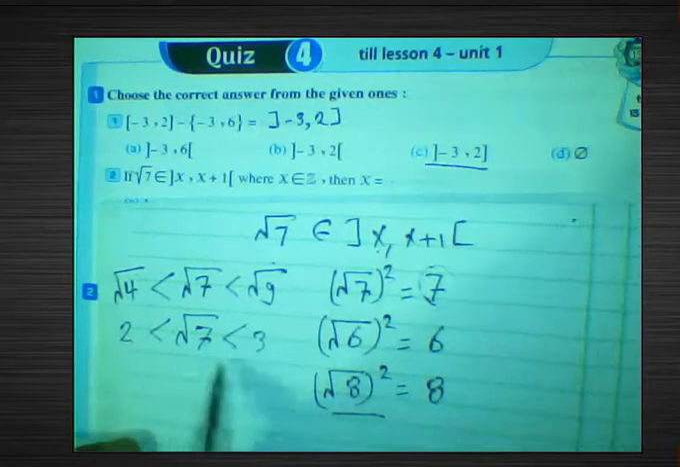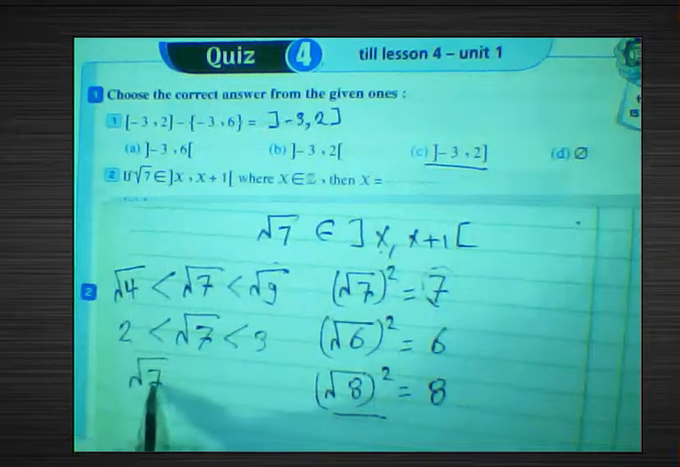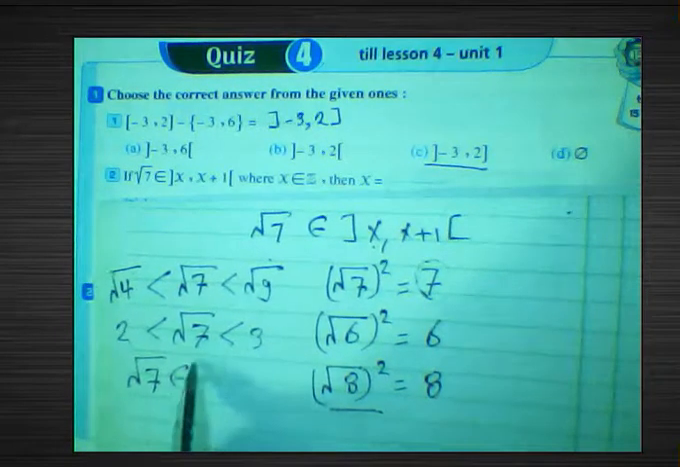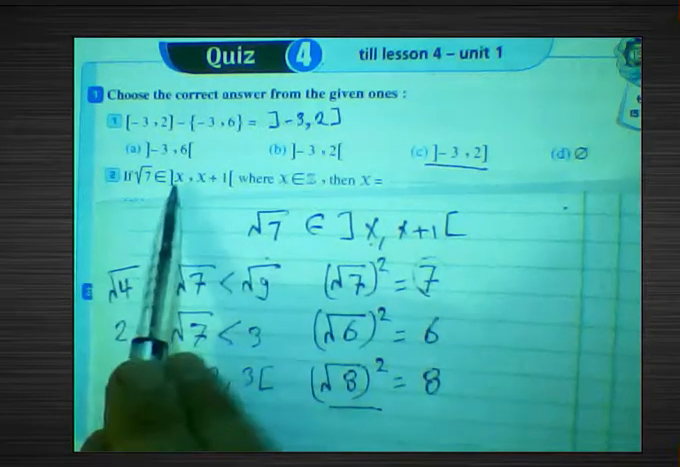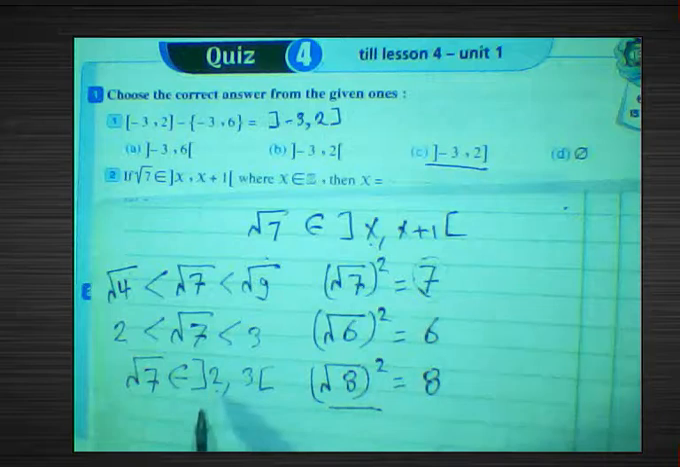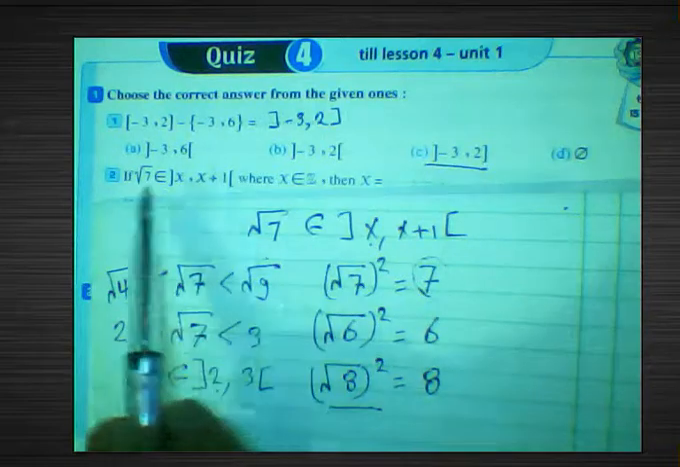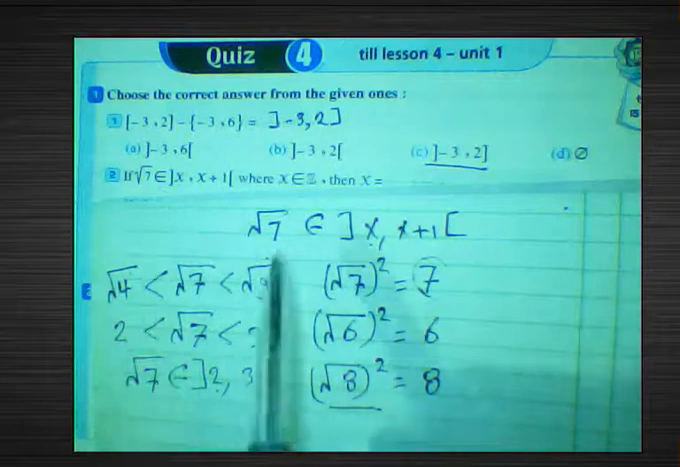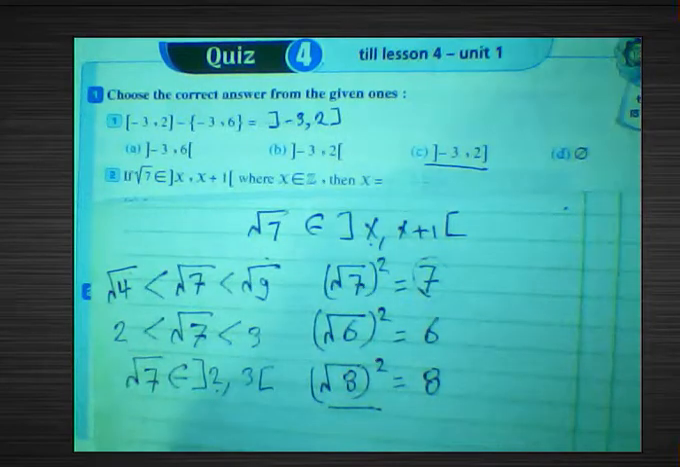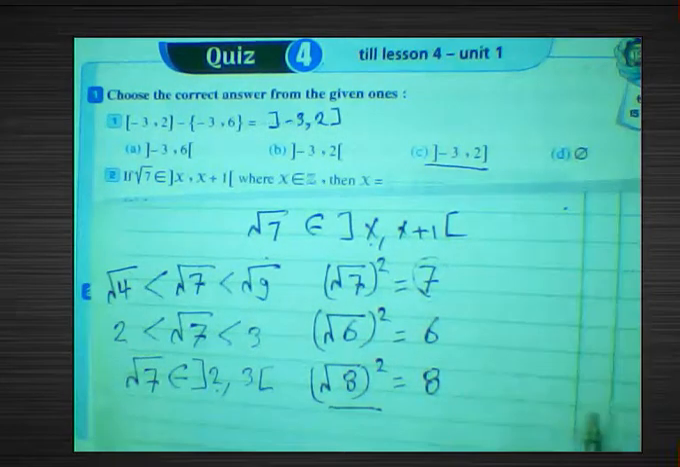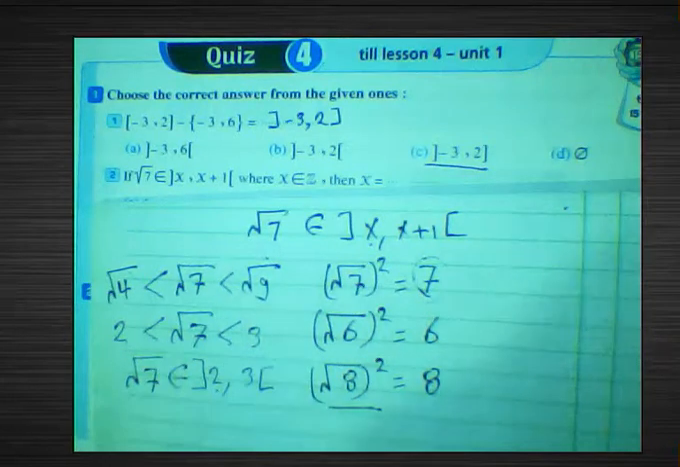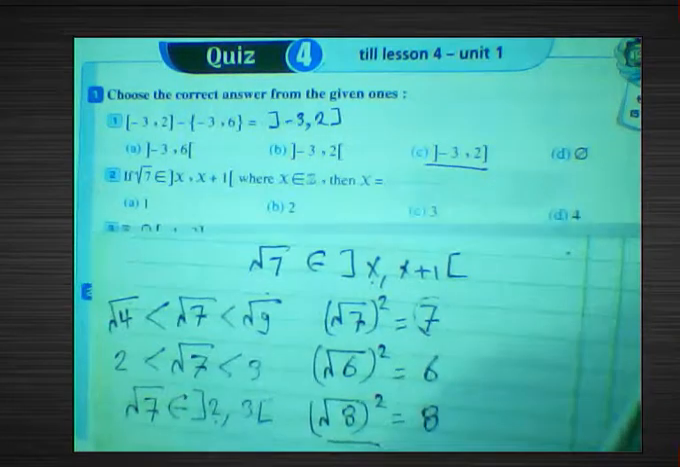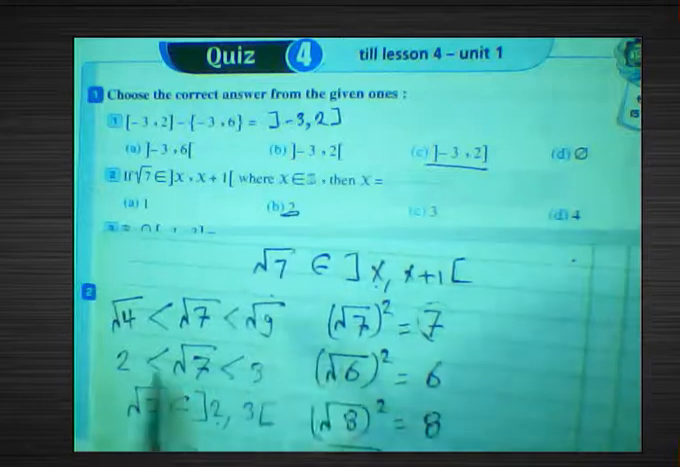So the root of 7 belongs to the interval (2, 3), so x will be 2. You can use a calculator to find root of 7 and you will find 2 point and a lot of digits. Okay, we can solve it by this method or by calculator. Again, I will solve it, so x will be 2.